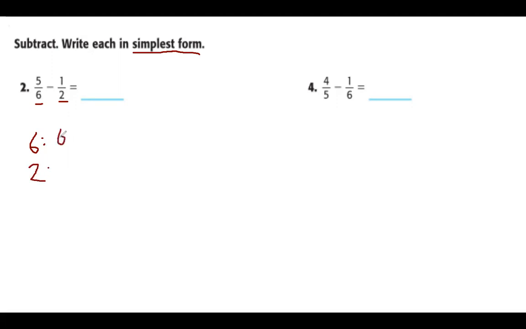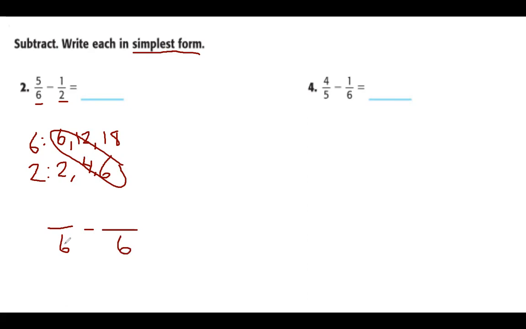So let's do 6. I'm going to go a little bit further than I probably need to. 6, 12, 18. Pretty sure that's plenty far enough. So now let's look at 2. Count by 2s. 2, 4. Oh, and I know I can stop at 6 because I see right there 6 and 6. So my new denominator is 6 for both fractions. So now we got to find those equivalent fractions.